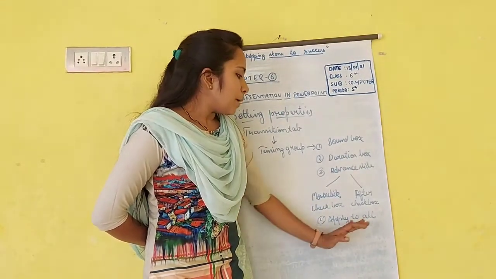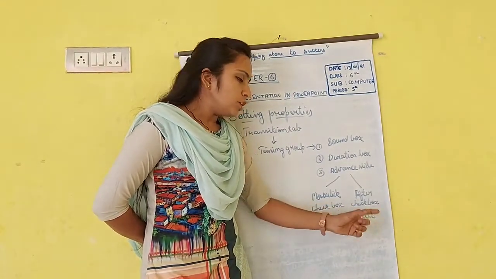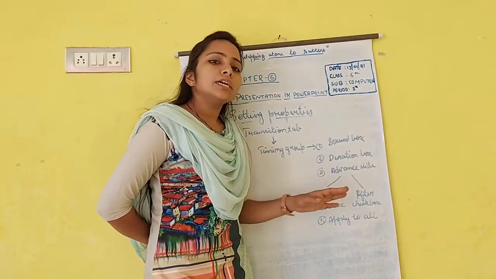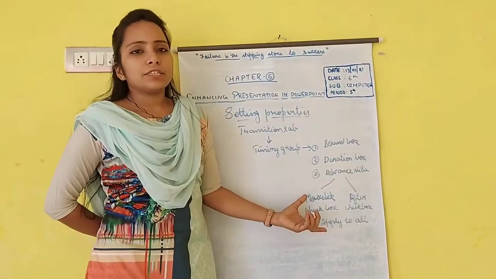Then last comes Apply to All. When you click this Apply to All, your transition will be applied to all the slides. Clear? And hence the properties are set.